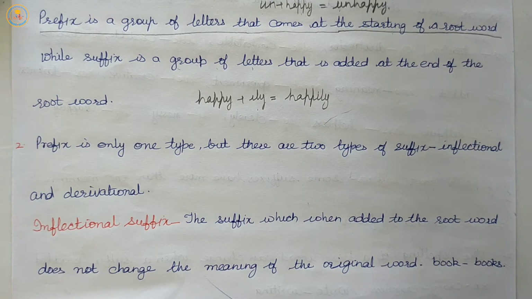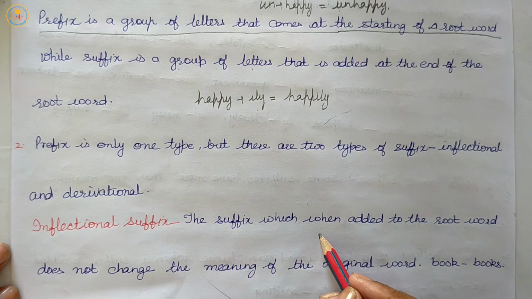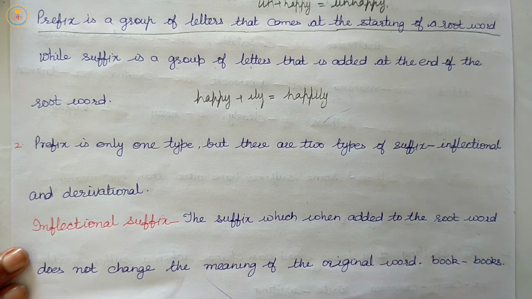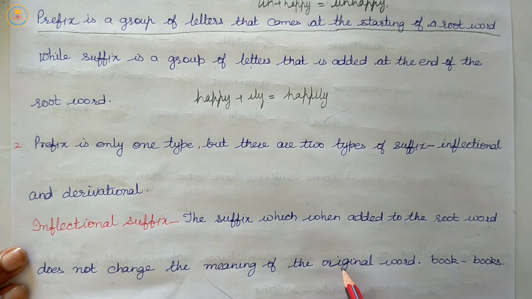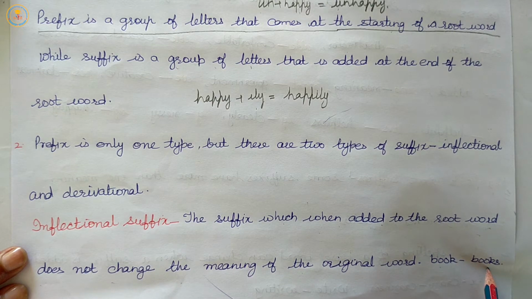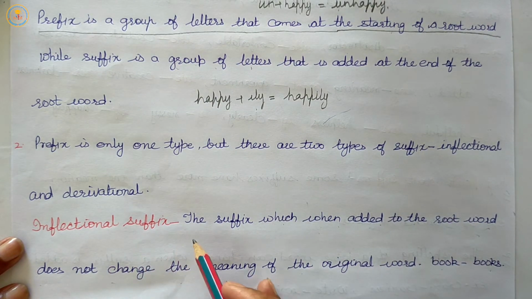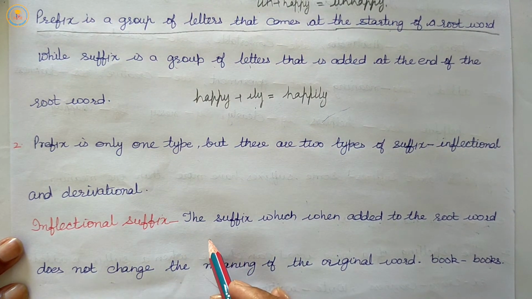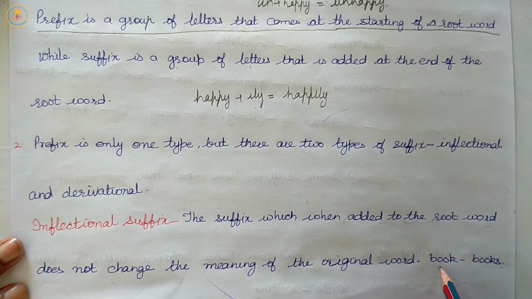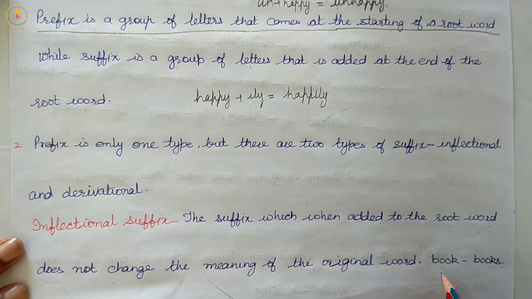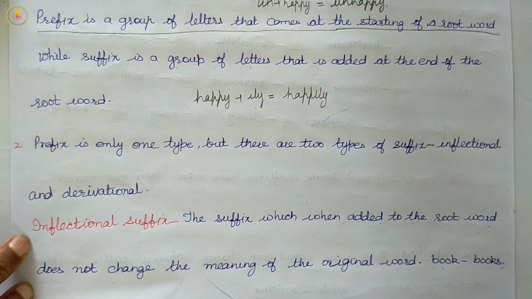So what is an inflectional suffix? The suffix which when added to the root word, listen carefully, does not change the meaning of the original word. Example, book plus s, books. So an inflectional suffix means the suffix which when we add it to the root word does not change the meaning of the original word. Book will remain book, but it will become plural instead of singular.